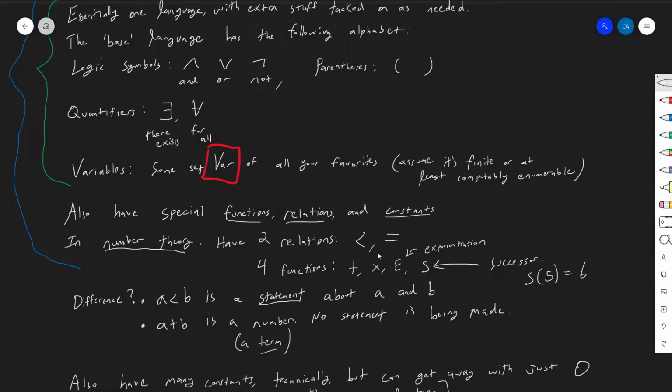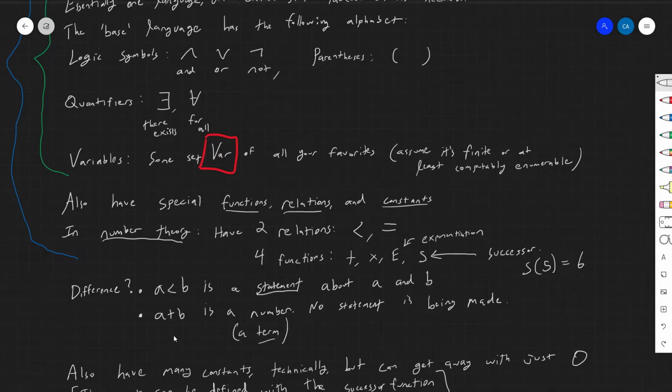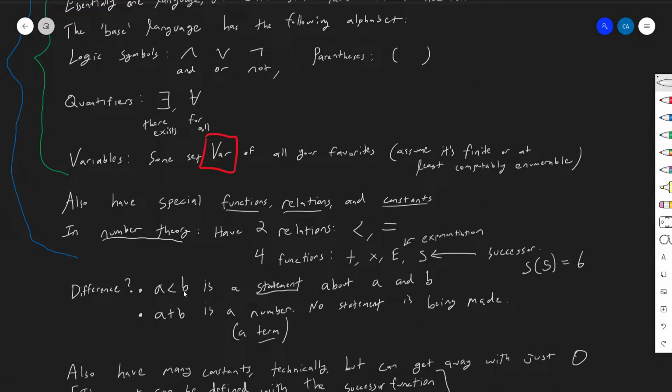These are just symbols, right? We're calling these two relation symbols and these function symbols. What's the difference between a relation and a function, though, in principle? The idea here is that if I put two variables on either side of a less than symbol, then what I'm really making is a statement about A and B. I am saying something about A and B's relationship. I'm saying that A is less than B. Same thing with equality, right?